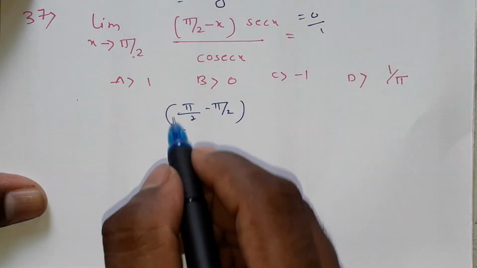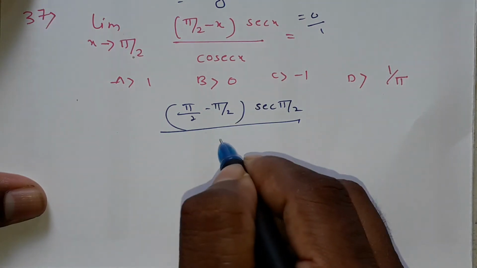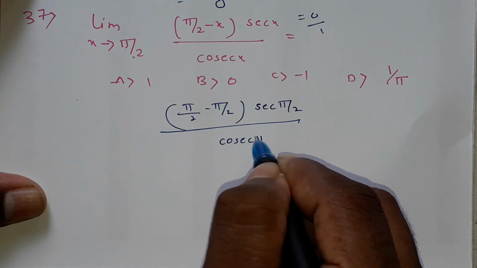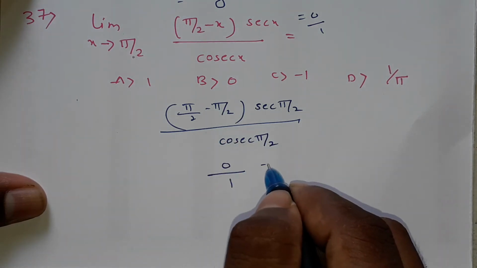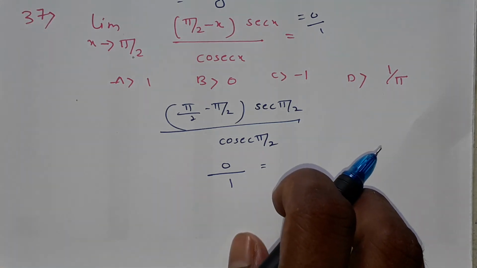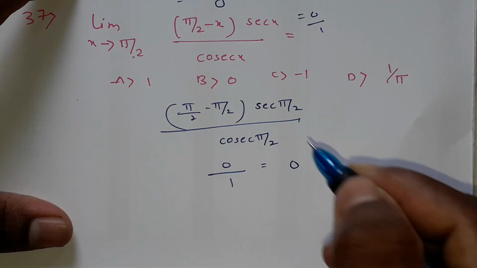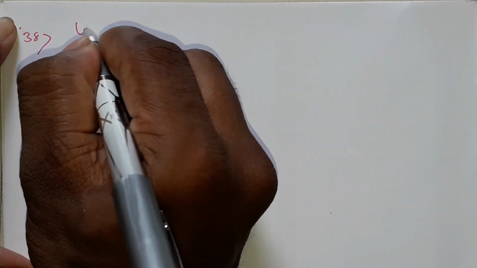In place of x we write pi by 2: pi by 2 minus pi by 2 into secant pi by 2 by cosecant pi by 2. So 0 by cosecant pi by 2, value is 1. Cosecant pi by 2 is 1 by sin theta, and sin pi by 2 value is 1. So we take 1. So answer is 0. Option B.